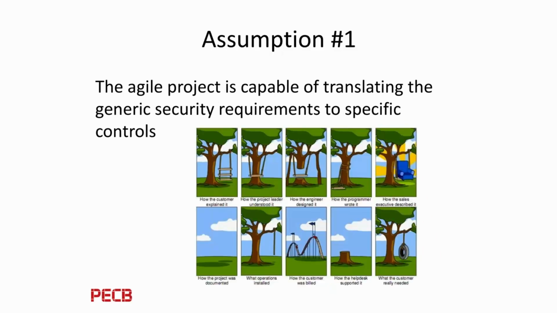And we ran into a number of assumptions. Those assumptions are made by information security or security management, whatever you want to call it, about the people that are working in an Agile project and also the way an Agile project works. What we encountered was that security management assumes that the Agile project is capable of translating their generic security requirements to specific controls that they implement during one of those cycles. That is an assumption that turned out to be a false assumption.